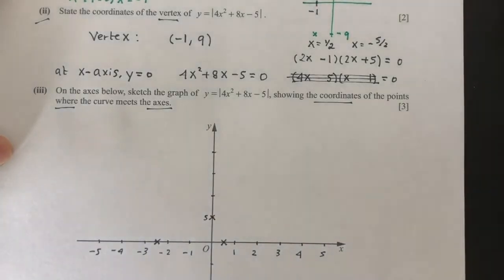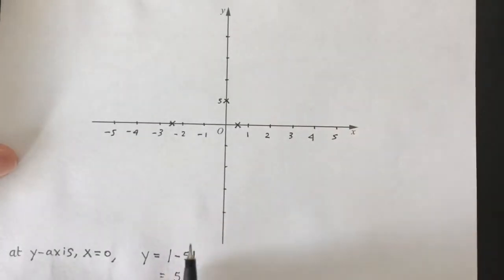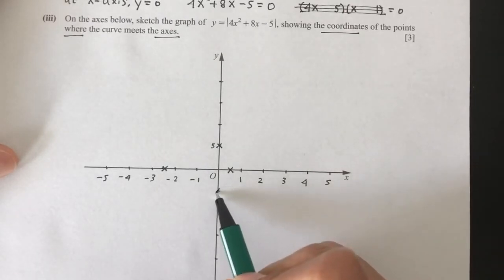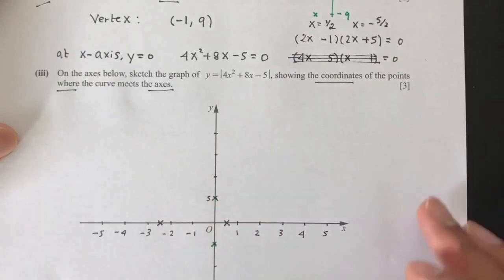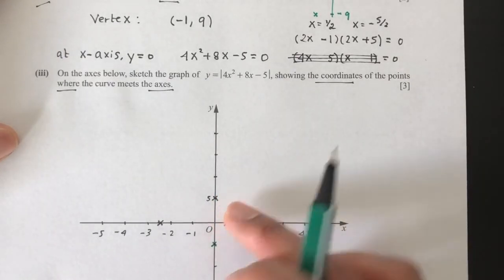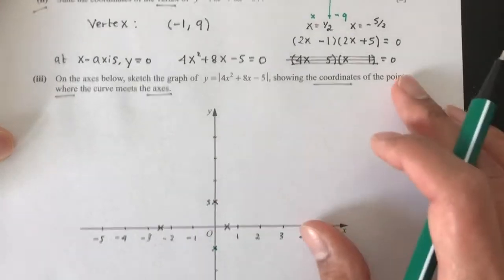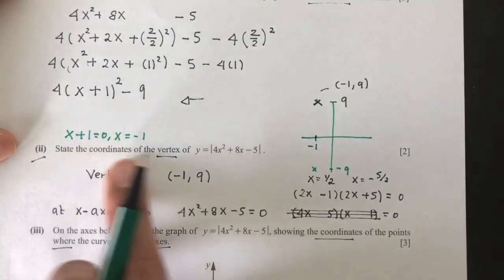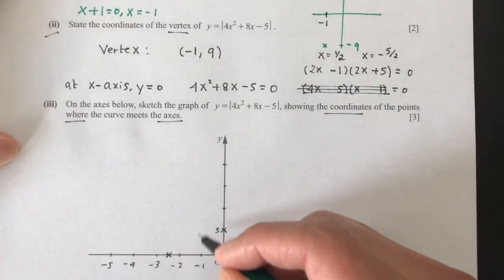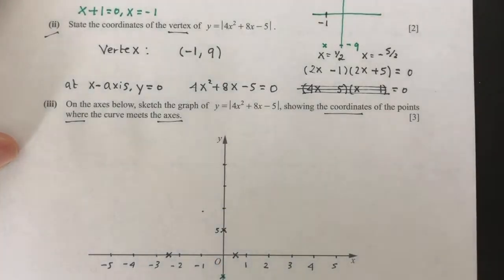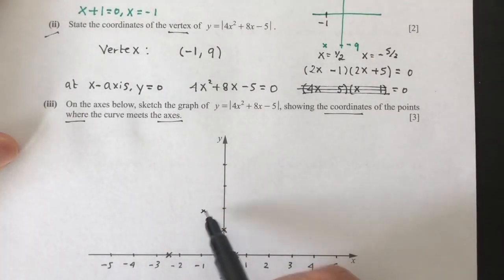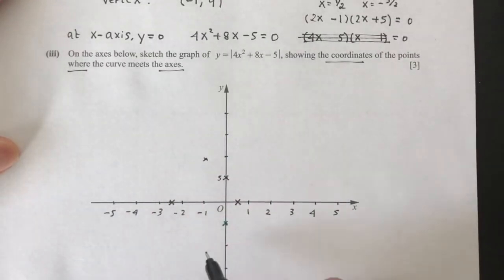Okay, but you have to understand that the usual point here was minus 5, so it was supposed to go down. But of course, since it is a modulus graph, it will be reflected upwards. That's where it cuts your y-axis. Now, as you have seen, the coordinates of the vertex is minus 1, 9. So minus 1, 9 should be about right here. So it was supposed to be down, but it got reflected upwards.